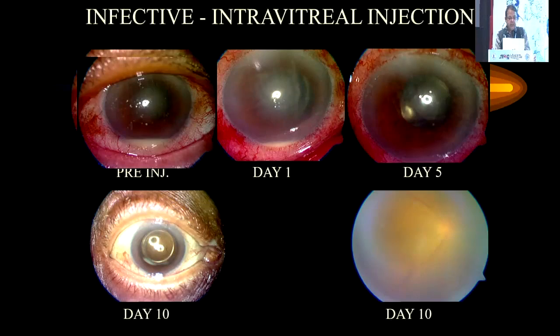This is another patient. You can see the pupil is not dilating, hypopyon, no glow. We gave intravitreal Vanco with ceftazidime, and on day 1 you can see the reaction has decreased. Day 5 we started this patient on systemic steroids, and you can see the hypopyon has disappeared, corneal edema has cleared, and by day 10 the glow has come, and we started seeing the fundus, and this patient improved to 6/6 vision.